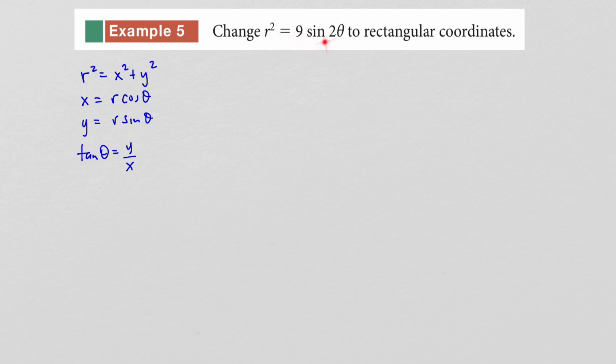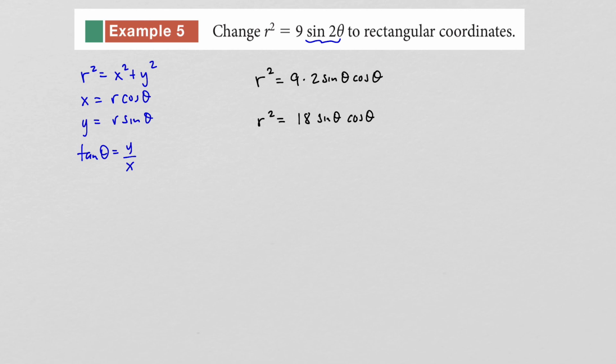So if I'm going to change this into rectangular coordinates, basically what I'm doing is I'm changing all of my r's and thetas into x's and y's. And you'll notice that we have a sine of 2 theta, but over here we don't see anything with sine of 2 theta. So the first thing I would really want to do here is convert sine of 2 theta by using a double angle identity. And if I do that, this becomes r squared equals 9 times sine of 2 theta, remember, is 2 sine of theta cosine of theta. And this gives us r squared is equal to 18 times the sine of theta times the cosine of theta.